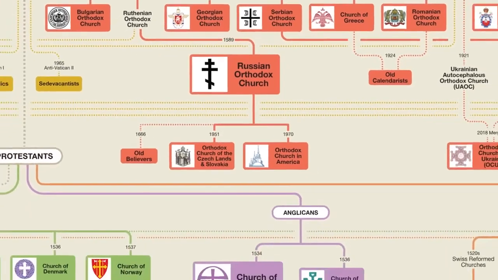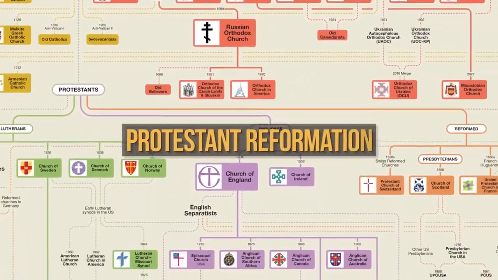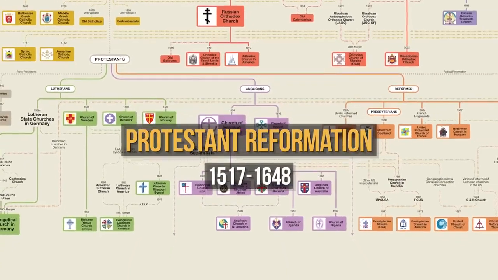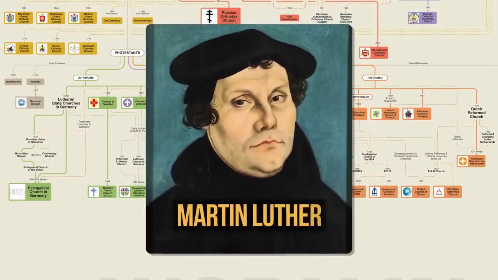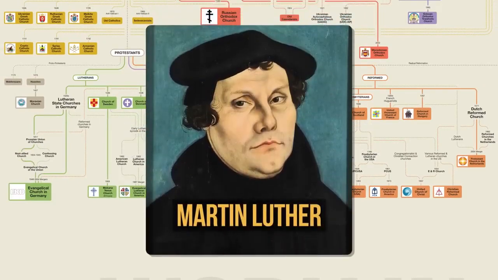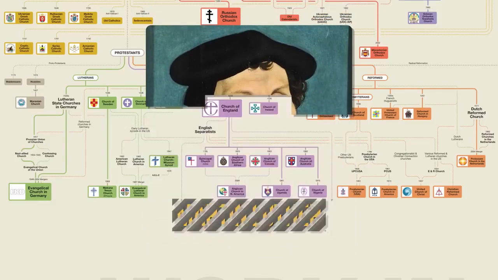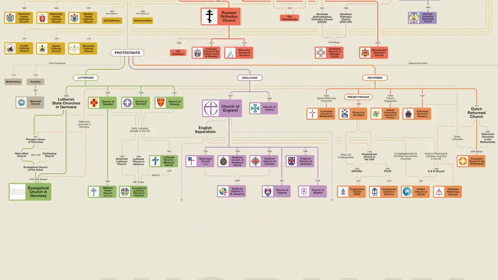Okay, let's now talk about the Protestant Reformation, which is usually said to have started in the year 1517. This was the year that the German priest Martin Luther published his 95 Theses, in which he challenged the Catholic Church on several issues. However, it can be argued that there were actually Protestants before this date, or at least proto-Protestants.